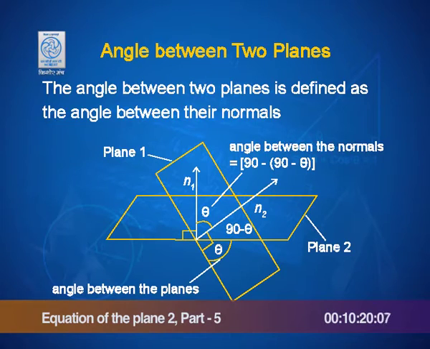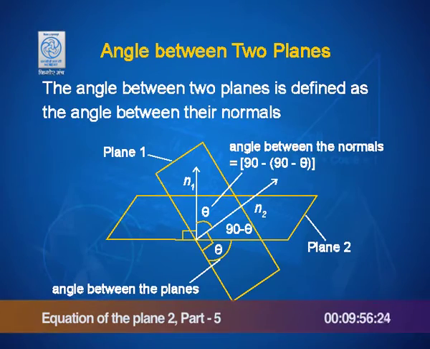In this picture, as you can see, the normals n1 and n2. As you compare the angle which this vector n1 makes with n2, you will realize that it is nothing but 90 minus theta, which of course is theta. And therefore, it is absolutely fine to understand and accept that the angle between two planes is defined as the angle between their normals.